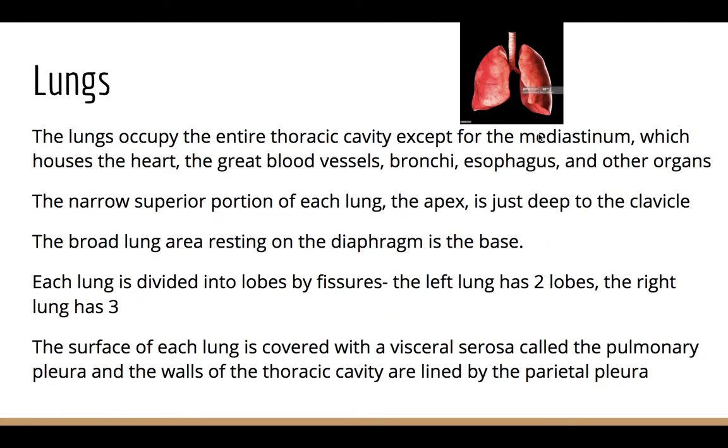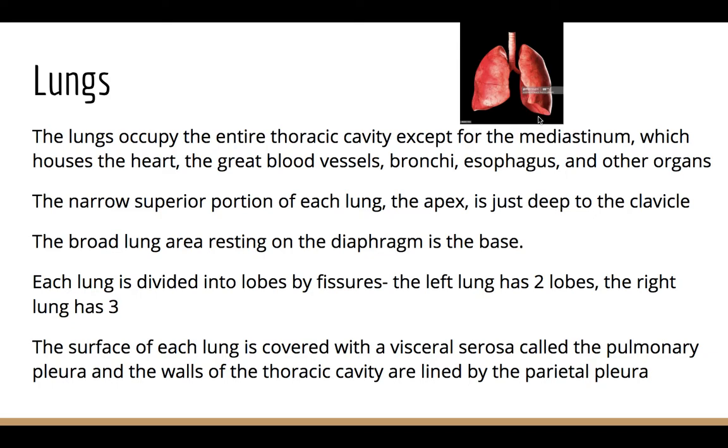Okay, lungs. The lungs occupy the entire thoracic cavity except for the mediastinum, which houses the heart, the great blood vessels, bronchi, esophagus, and other organs. The narrow superior portion of each lung, the apex, is just deep to the clavicle. And the broad lung area resting on the diaphragm is the base. Each lung is divided into lobes by fissures. The left lung has 2 lobes and the right lung has 3. You can't really tell from this picture.